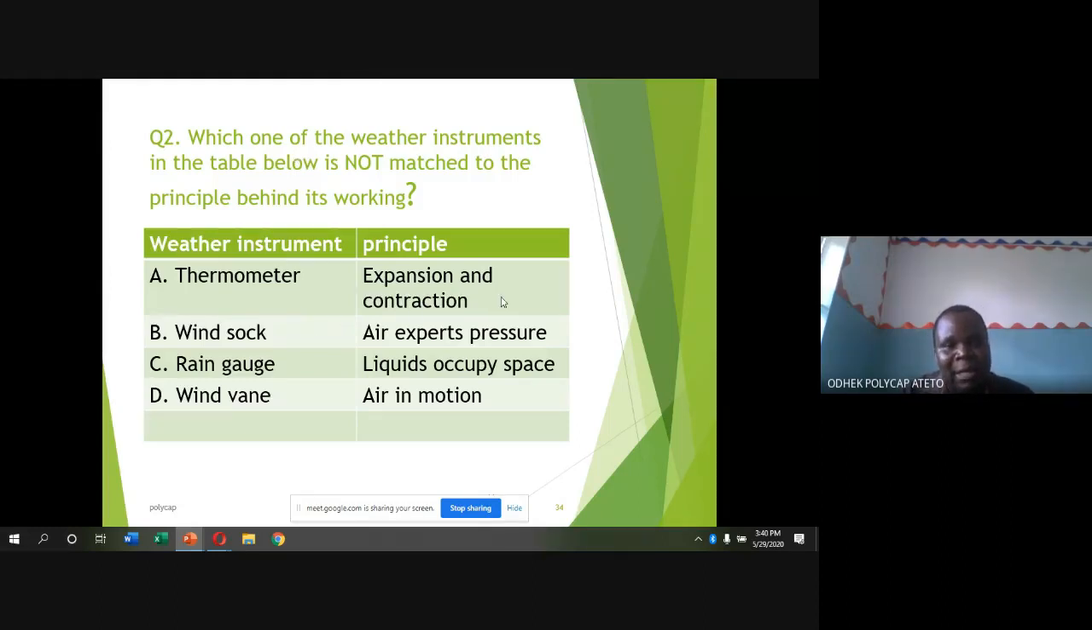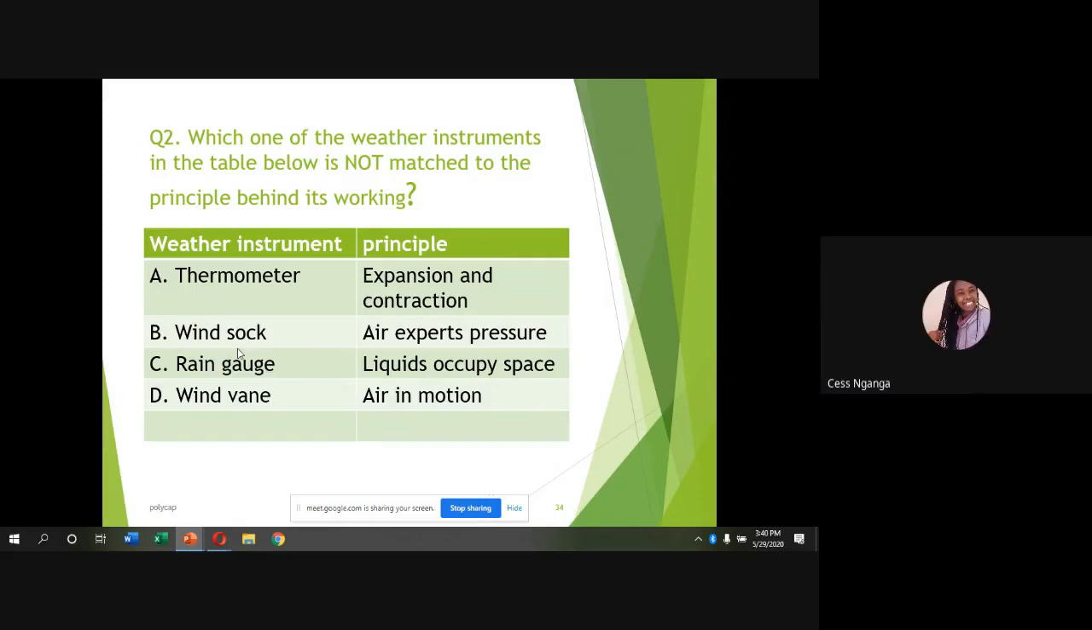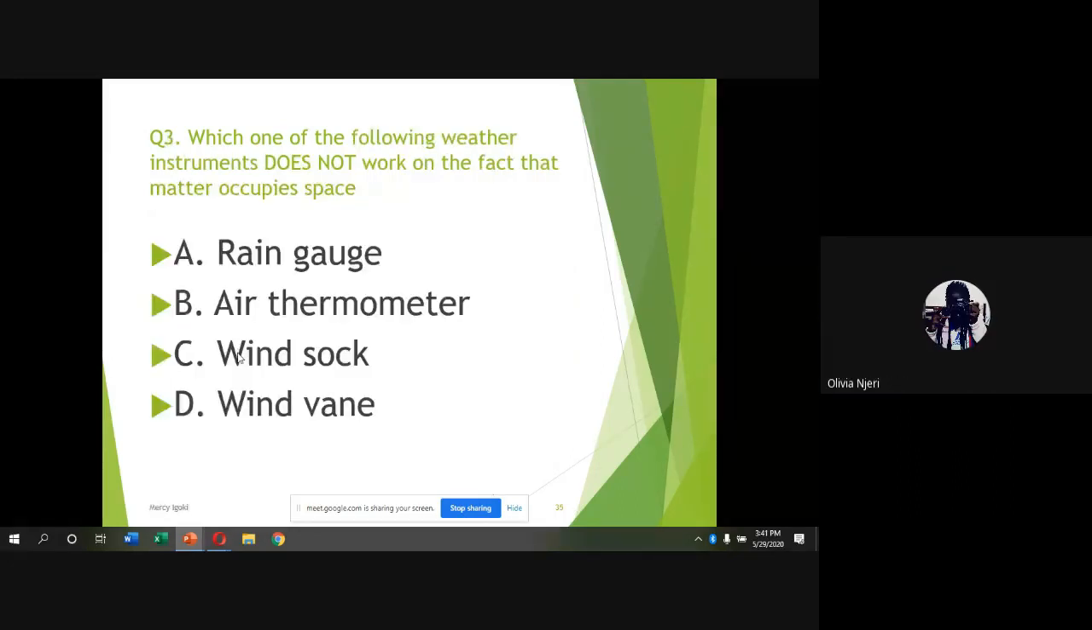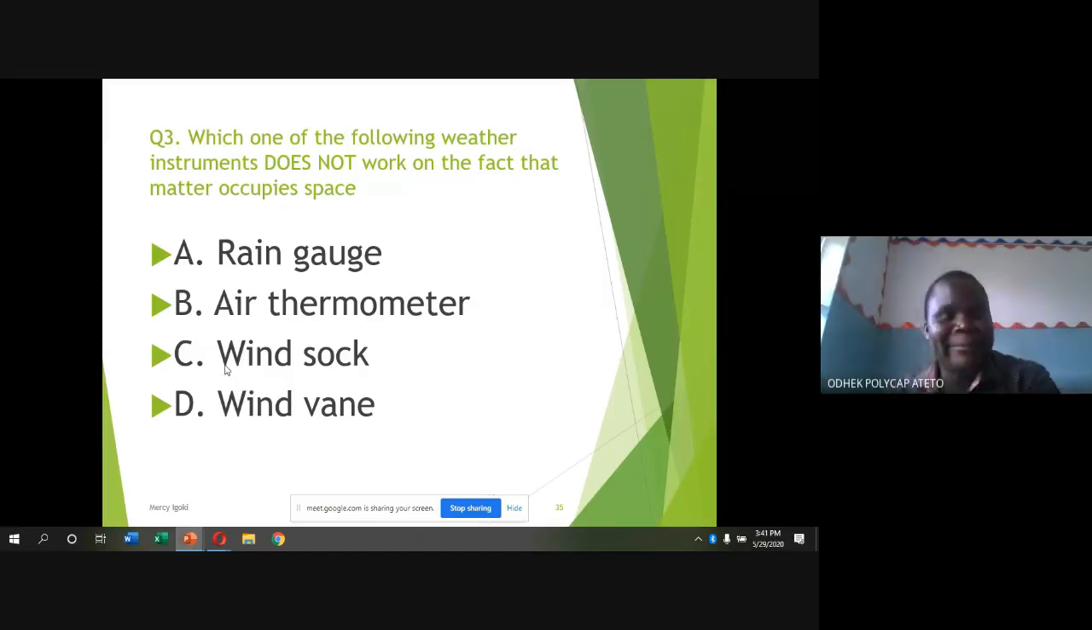Thermometer, expansion and contraction. Rain gauge, liquid occupied space. Wind vane, air in motion. So the one that is wrong here is windsock, because air exerts pressure is not for windsock. Windsock is air occupied space. Understood, everybody? Yes. Question number 3? Yes.